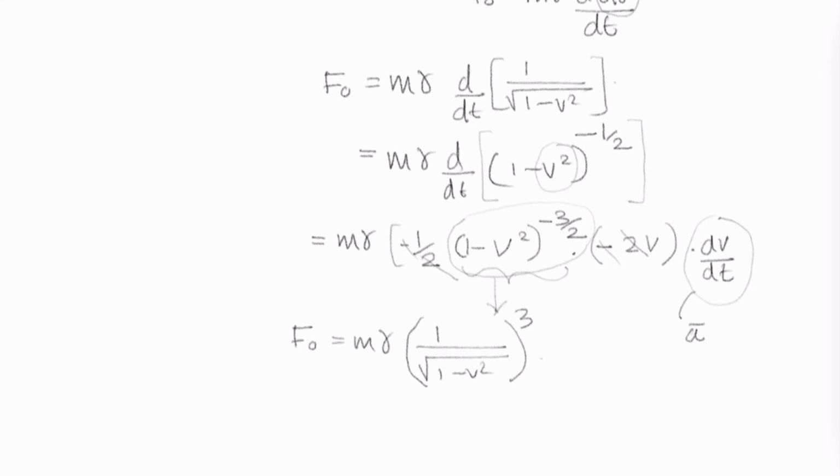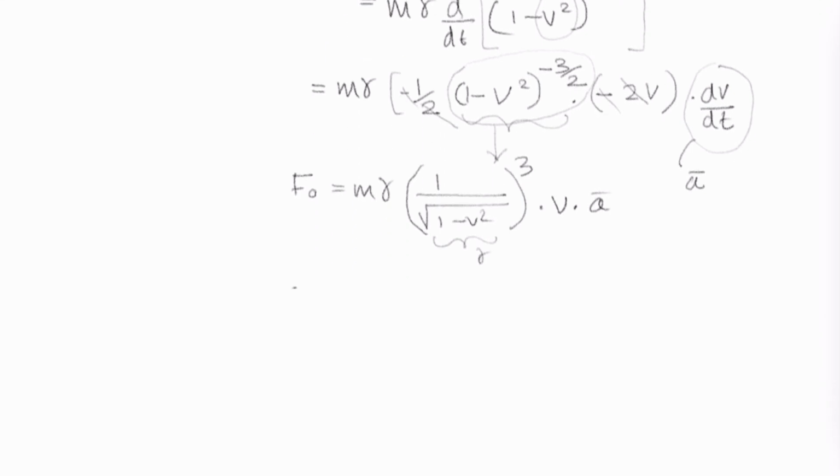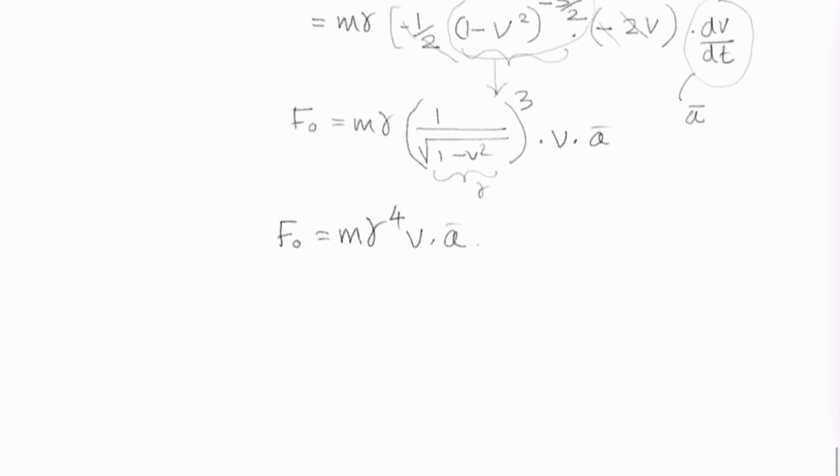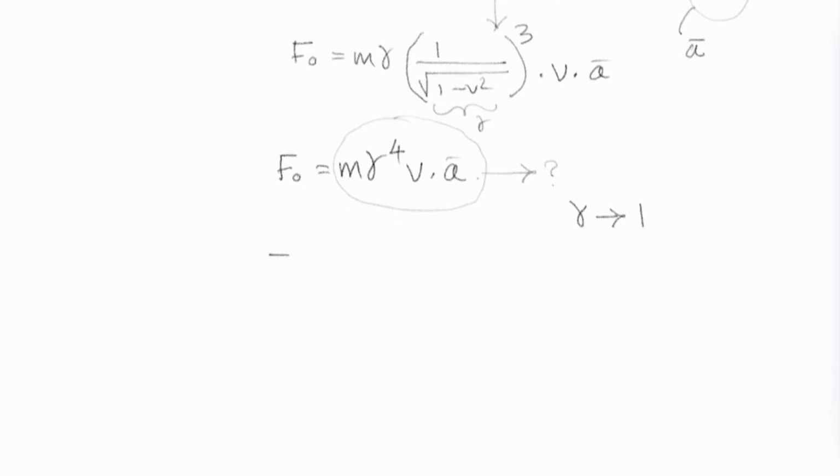So F naught is m times gamma to the 4th times v times a. What is this thing? m times v times a times gamma to the 4th. Let's try to identify. For ordinary velocities, gamma is 1 and gamma is unitless. So for ordinary velocities, F naught becomes m times v times a. So F naught is ma times v.